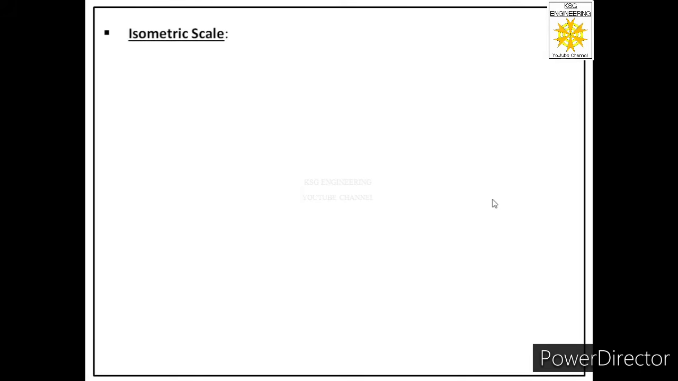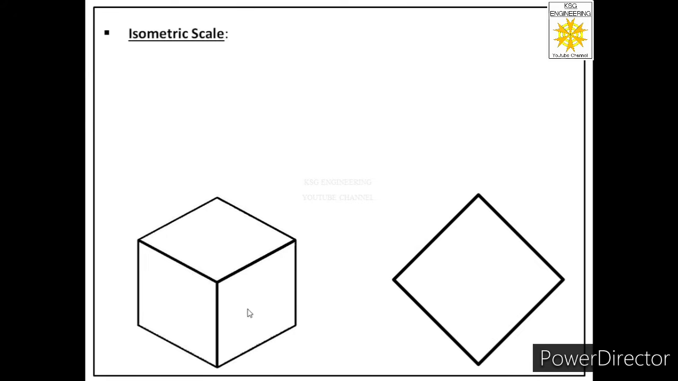Now we will discuss isometric scale. So let us understand what is isometric scale. Now this is the isometric projection of the cube, and this is the top view of the cube. And let us say the size of the cube is 50 millimeters. So this length is of 50 millimeters.